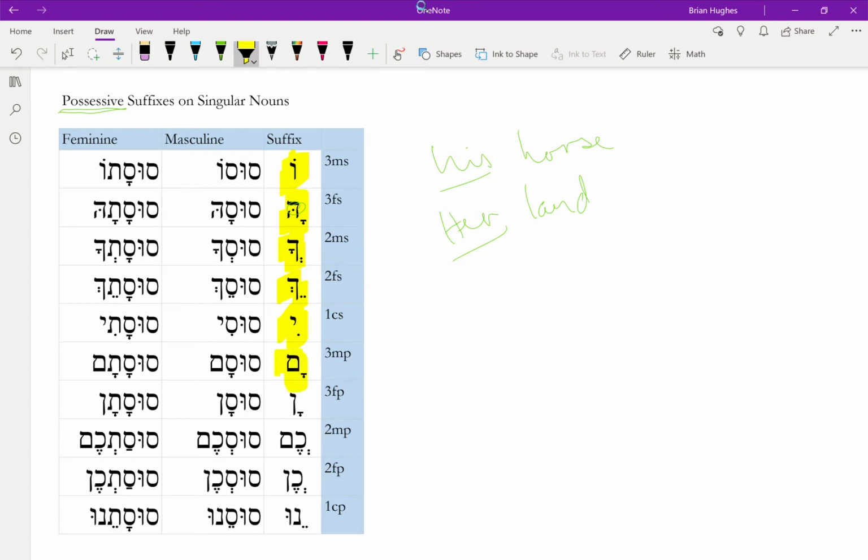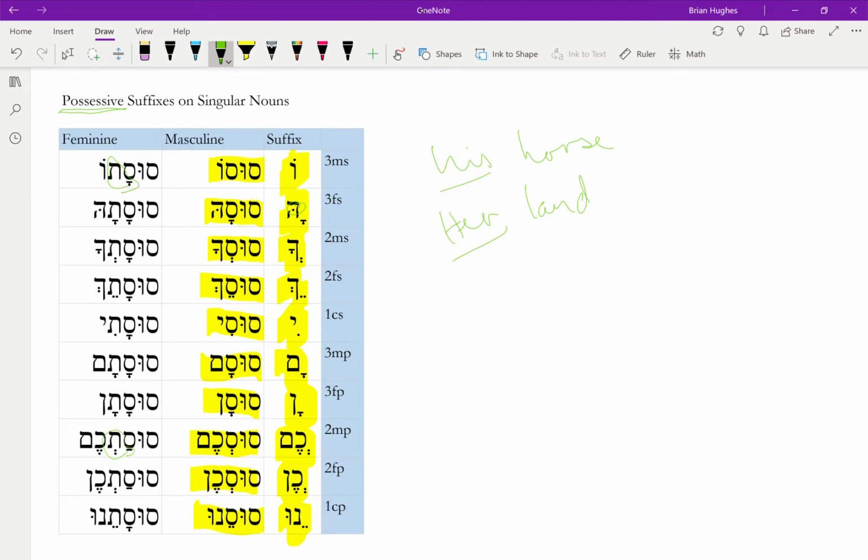Third masculine plural, am. Third feminine plural, an. Second masculine plural is chem. Second feminine plural is chen. And then nu is our first common plural. So on masculine nouns, we get suso. There's no particular ending added to these masculine nouns prior to the suffix, so no change happens. Susu, susecha, susech, susi, susam, susan, susechem, susechen, susenu.